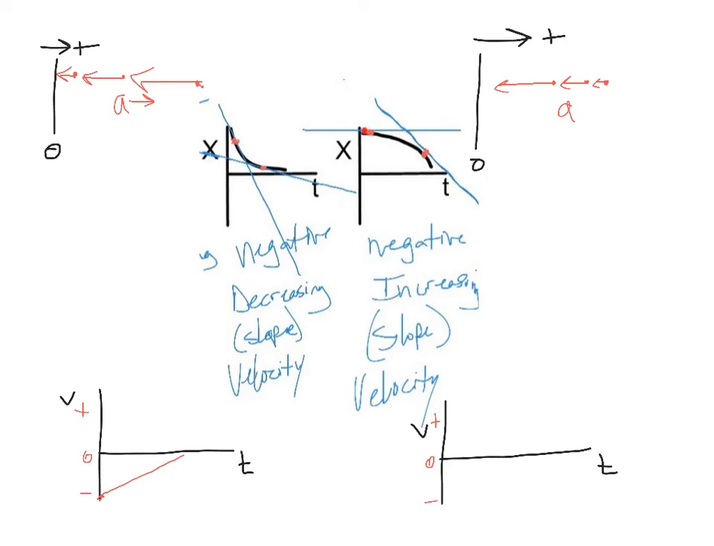Zero slope. No slope at the beginning, getting very steep. Did I already tell you to pause it and do this? If I didn't, then do that.